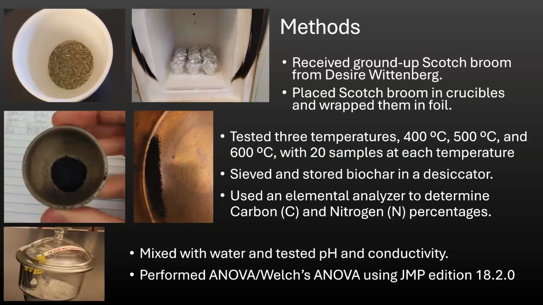And so for my methods, I received some ground-up Scotch broom from Desiree Wittenberg, and I then placed the Scotch broom in crucibles and wrapped them in foil. I then tested them at three different temperatures, 400, 500, and 600 degrees Celsius, in the muffle furnace. I had 20 samples for each temperature, which was 60 total. And then I sieved that and stored it in a desiccator to prevent water from being absorbed into those samples.